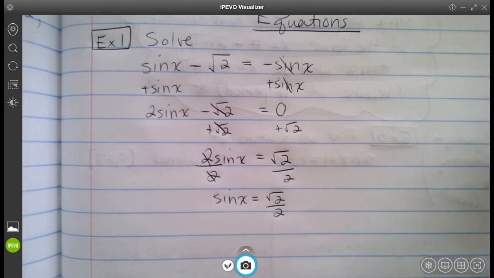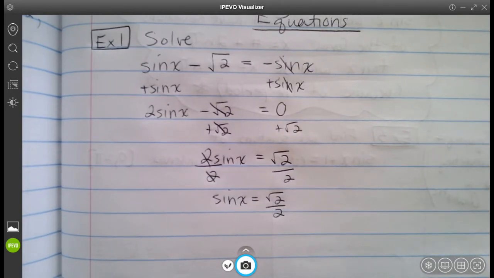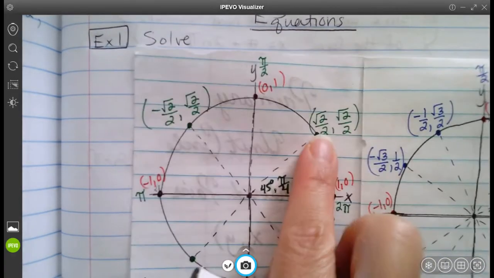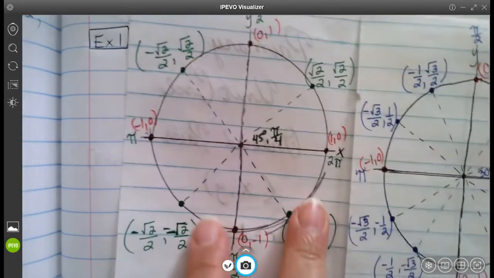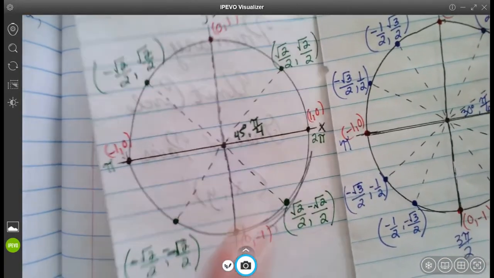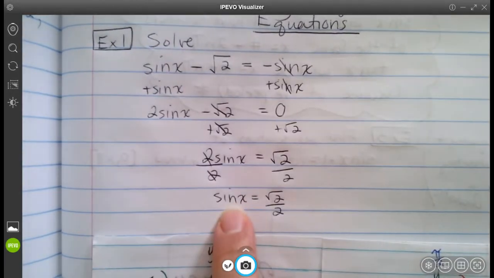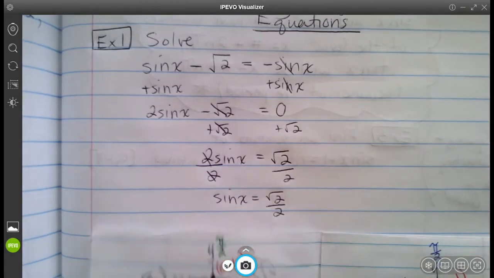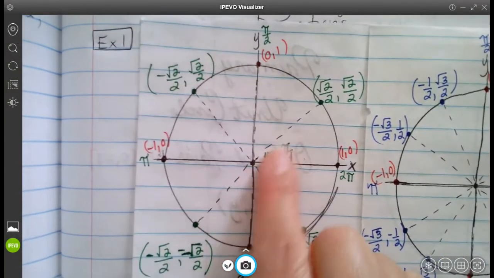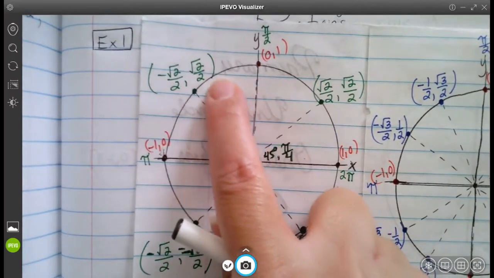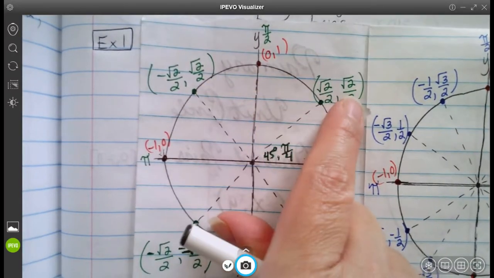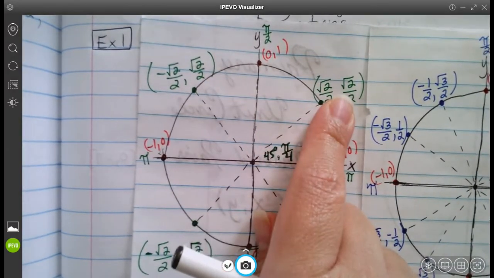Okay, well, I know from my little foldable and just from what I know, that square root of 2 over 2 happens in these angles here, these pi over 4 angles or 45 degrees. And since sine of x has to be positive, I'm looking for where y is positive. So we're looking at this top part up here, because up here we have our y value, square root of 2 over 2, which is positive, and that's what we want.